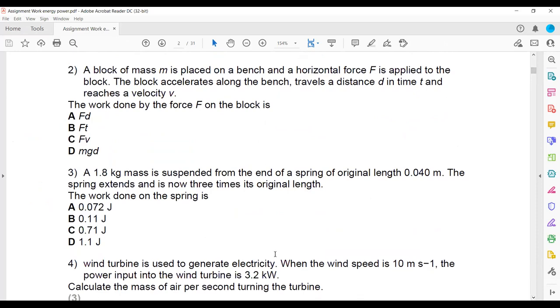Another question. A block of mass m is placed on the bench and a horizontal force is applied. So there is a block which has a mass m and the horizontal force is applied. The block accelerates along the bench and travels a distance d. So this block moves distance d by the force which we applied.